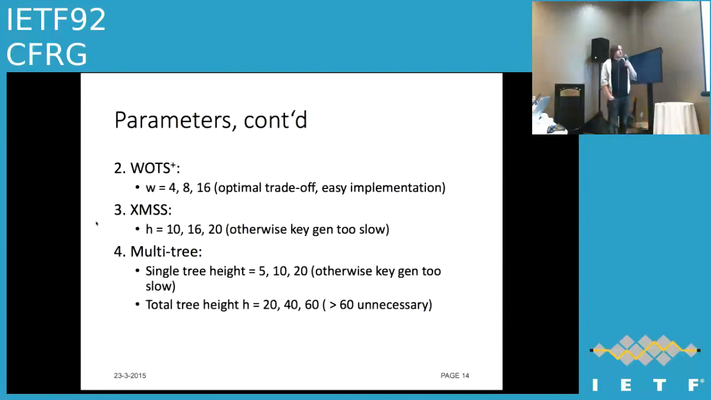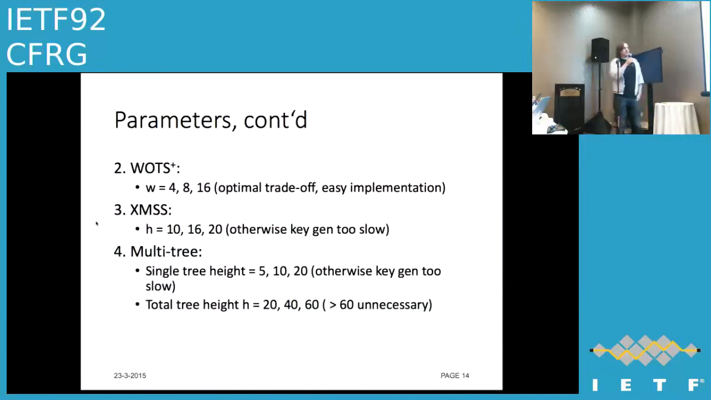Then we limited the tree height for XMSS to 10, 16, and 20. This was kind of an arbitrary choice to get a bit of everything. Bigger than 20 is probably not so intelligent because the key generation simply gets too slow for a single tree.